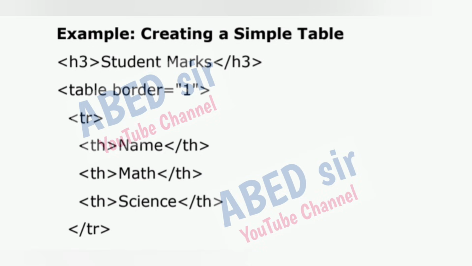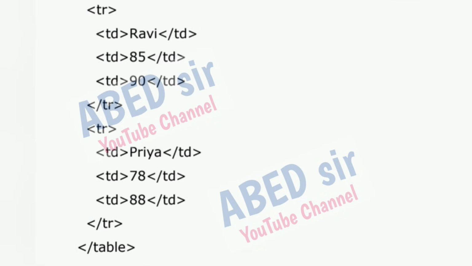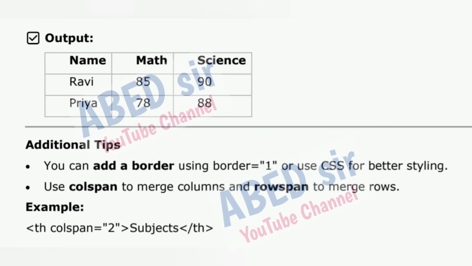Eth name eth. Eth math eth. Eth science eth. TR. TR. TD Ravi TD. TD 85 TD. TD 90 TD. TR. TR. TD Priya TD. TD 78 TD. TD 88 TD. TR. Table. Output. Name, math, science. Ravi 85, 90. Priya 78, 88.